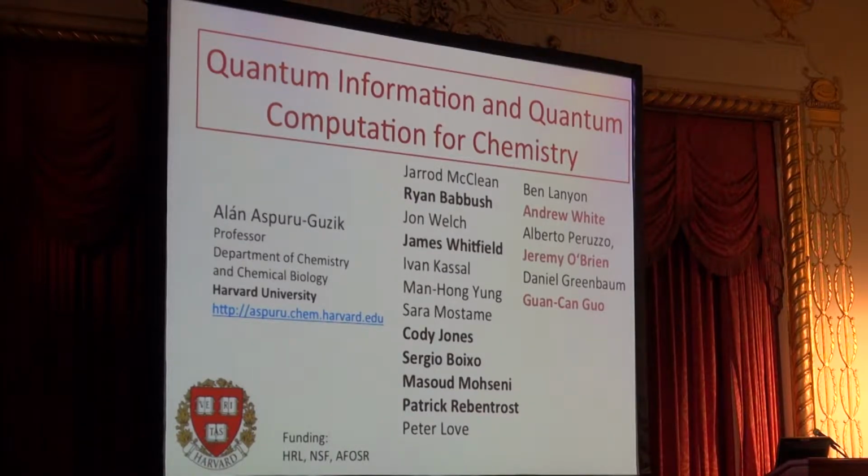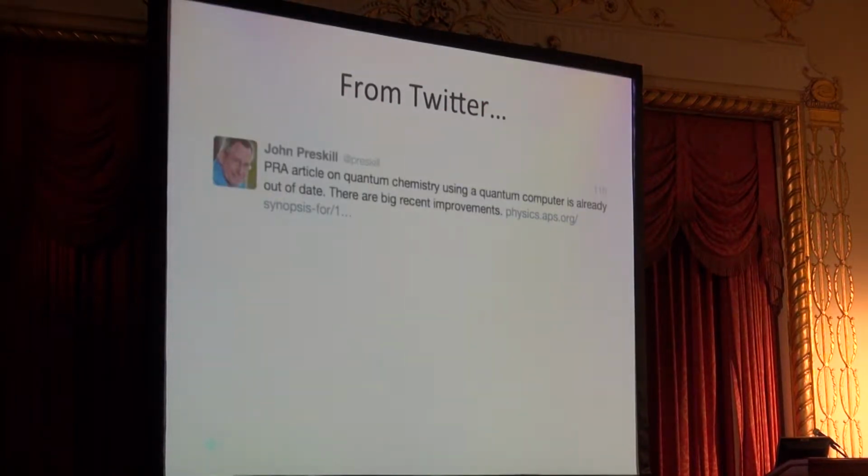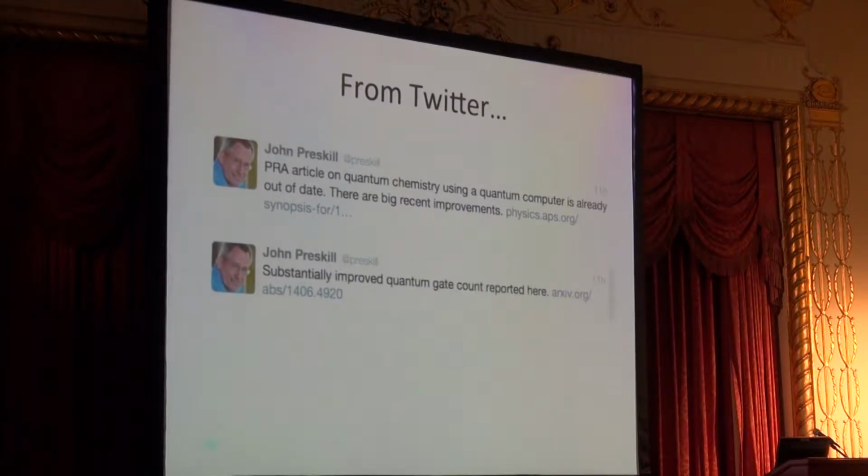So I had to modify my talk yesterday because of Twitter, so let's just begin with a Twitter story. Yesterday, John Preskill tweeted that there's a PRA article in quantum chemistry using a quantum computer that is already out of date. There are big recent improvements. And this is the tweet about the article that is out of date. Then there is a tweet about the substantially improved quantum gate count reported here. This is by the same group.